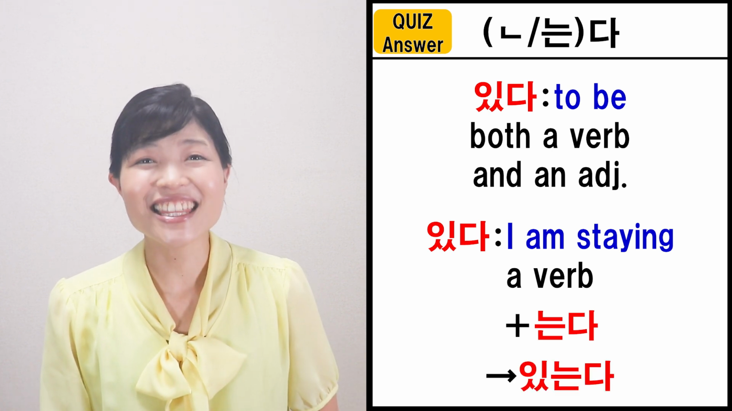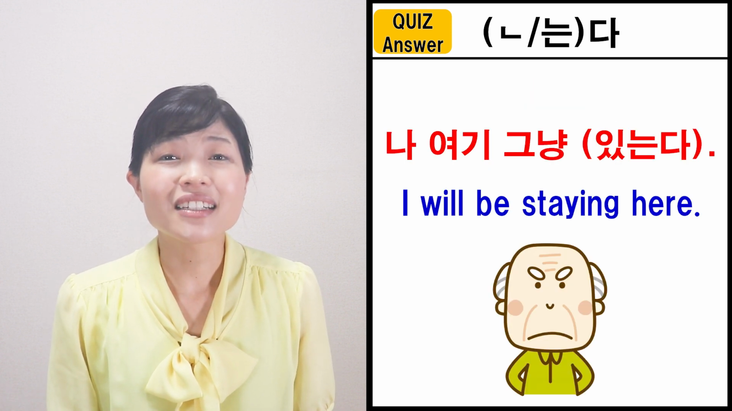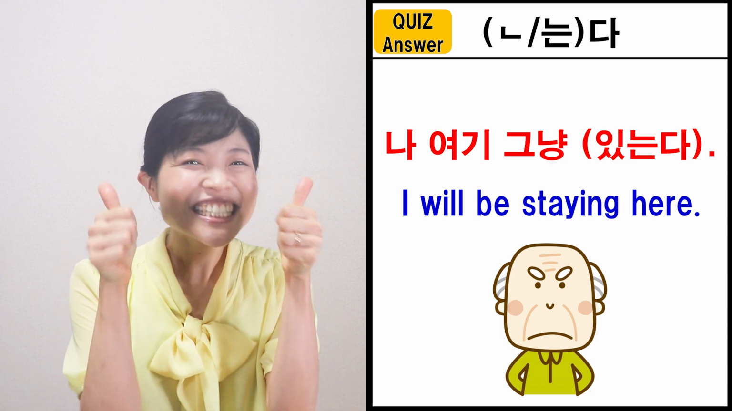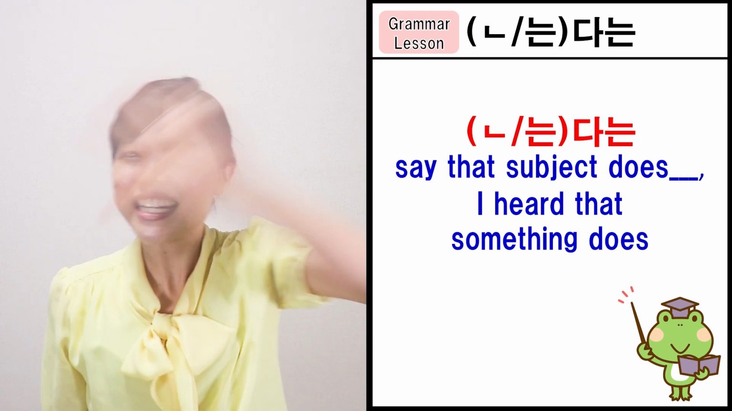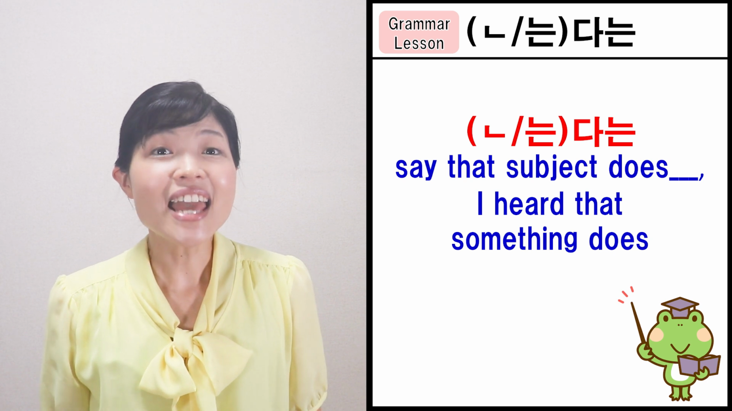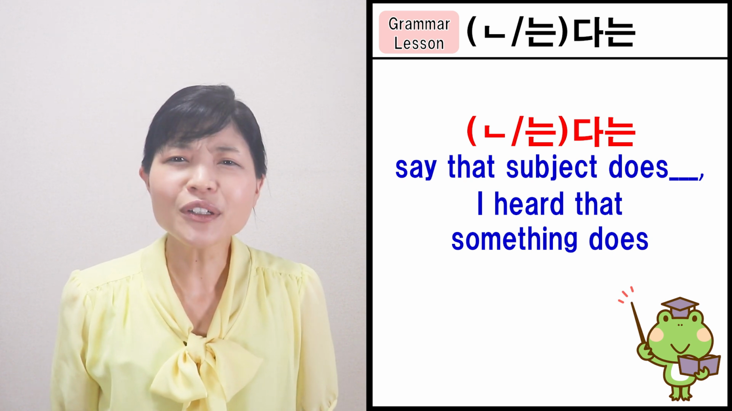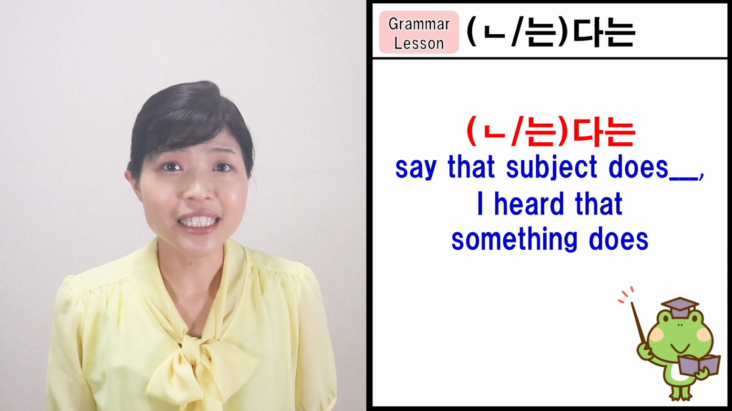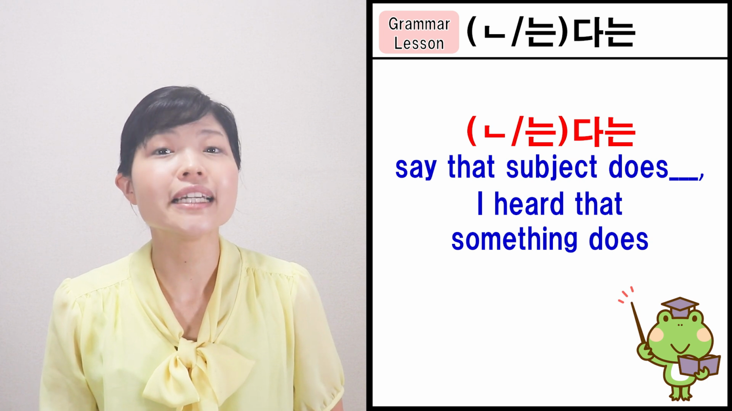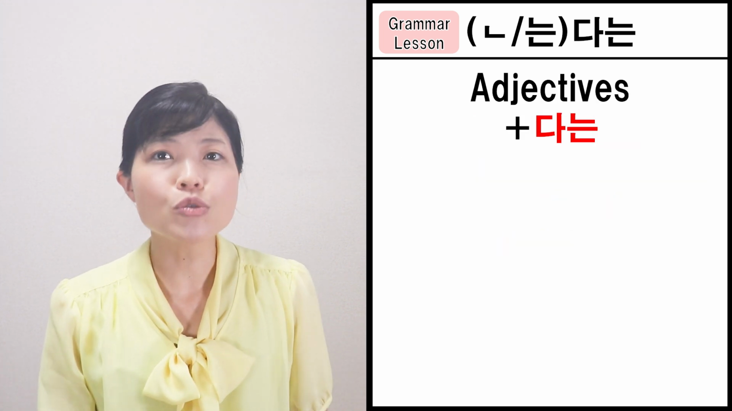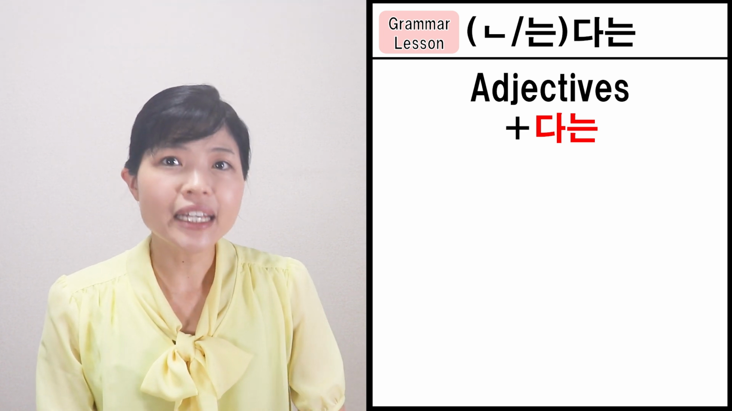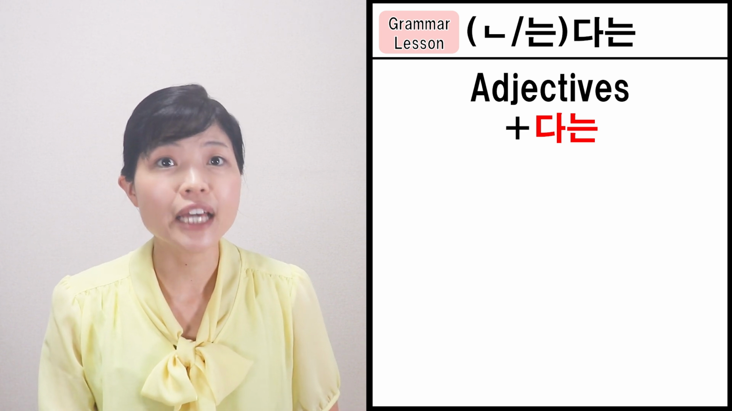Now, let's read it together. 나 여기 그냥 있는다. I will be staying here. Do you get the narrative form? Good. Last but not least, you are going to learn 니은 는다는. It means say that subject does. I heard something does. The point here is a subject. You are modifying the following subject by using indirect speech. To apply this grammar to an adjective, you will add 다는 to its stem regardless of whether a word has a final consonant or not.